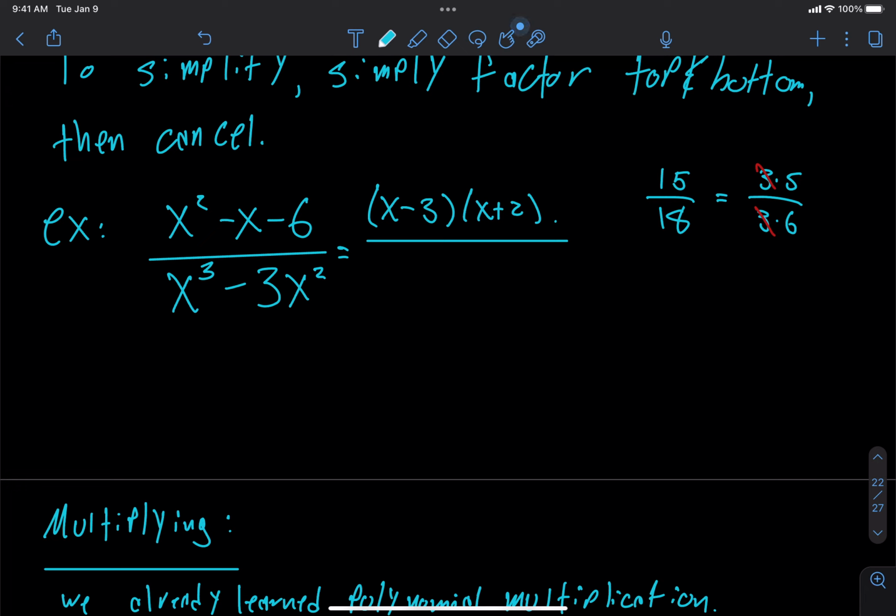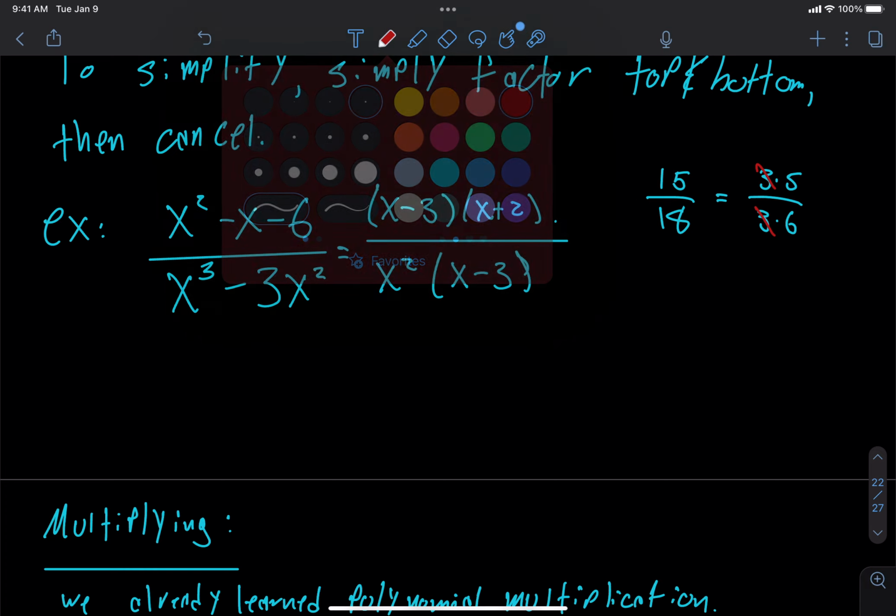There's a common factor. I can take out x squared. If I take out x squared, what am I left with? x minus 3. Just x minus 3. Okay. So what have I done? I've factored the top and bottom, and the next step that I'm supposed to do is cancel. What can I cancel? x minus 3. Let me use the red again.